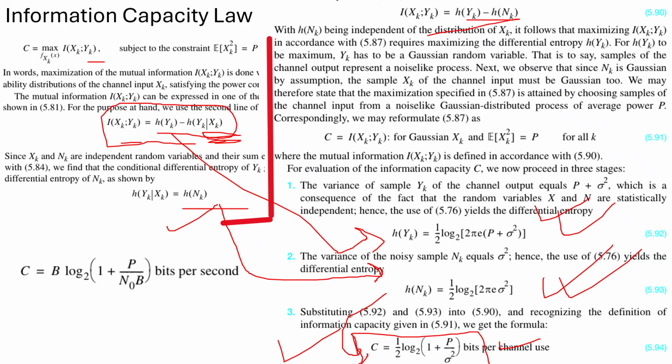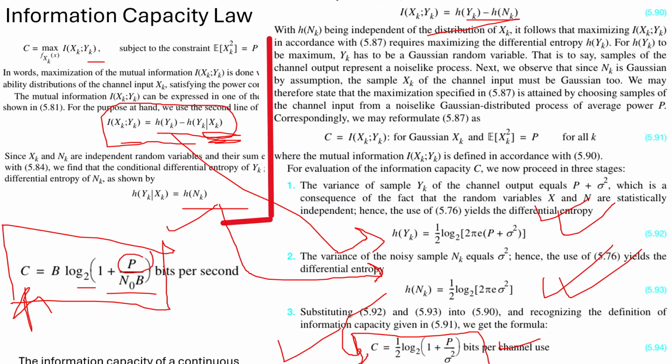So this is a very important equation. It will always be used, so you can remember it. Channel capacity is equal to bandwidth times log base 2 of 1 plus SNR, as signal to noise ratio. Right. So a very important equation.